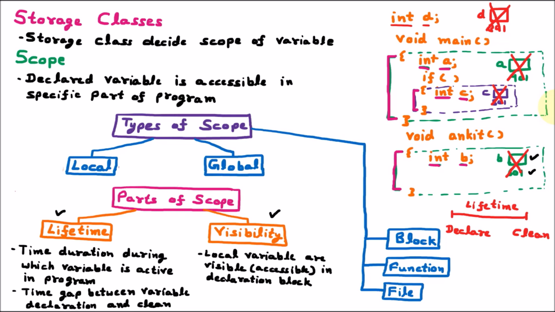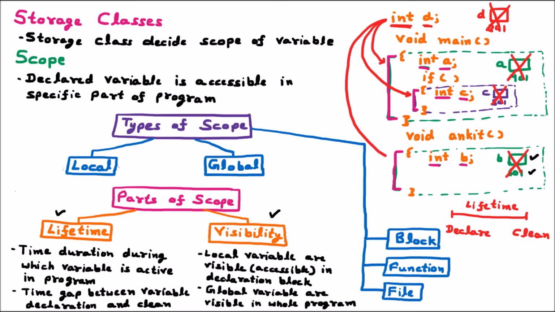We know that there is one more type of variable, that is the global variable. Global variables are accessible or visible throughout the program, everywhere. So here in the example, we have declared one global variable, that is int d. We know that this is accessible inside the function main. It is accessible inside the if block. It is also accessible inside the function Ankit. So it is accessible everywhere, which means its visibility is throughout the complete program.